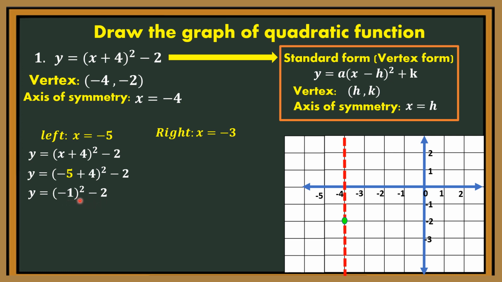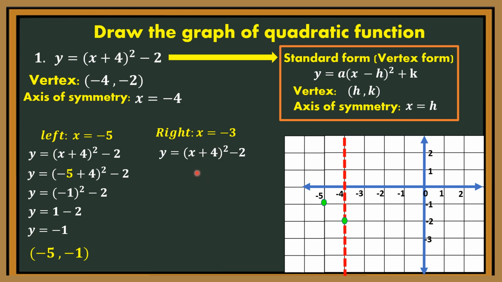Negative 1 squared, that is negative 1 times negative 1. So, the answer is 1 minus 2. Let us subtract. y is equal to negative 1. This is now the first ordered pair, (-5, -1). Let us plot. Hanapin muna natin ang negative 5 going kay negative 1. So, nandito siya. Next, let's go to negative 3.